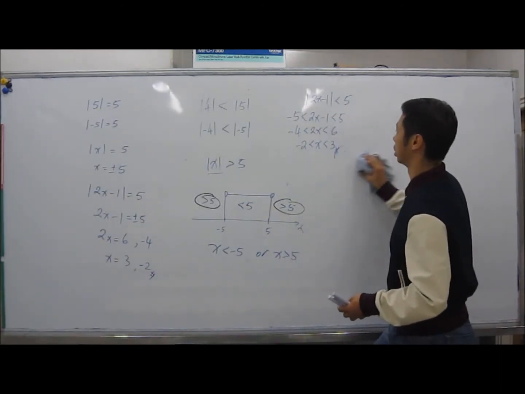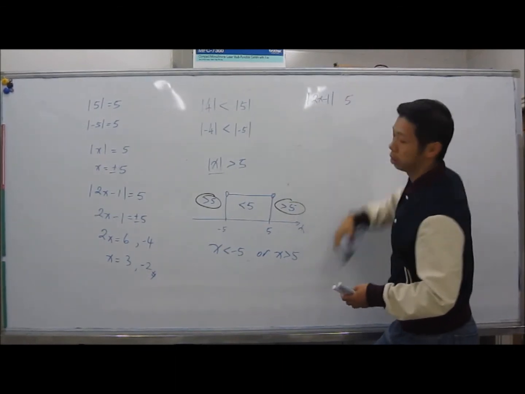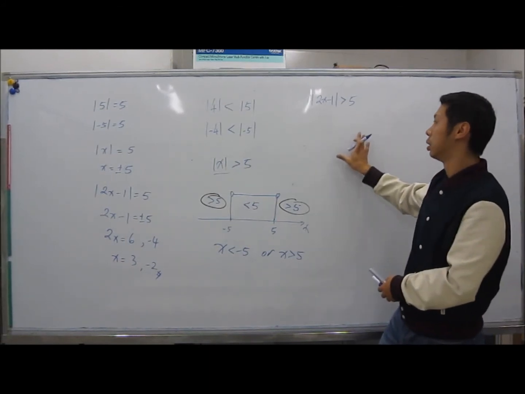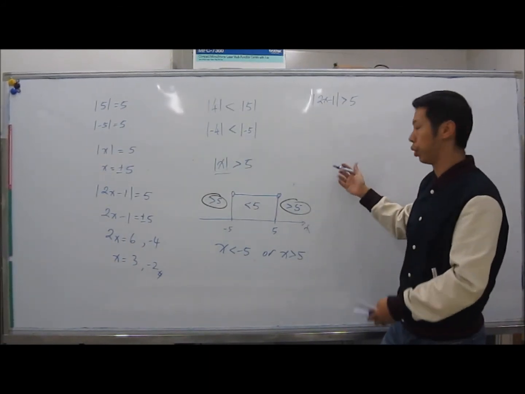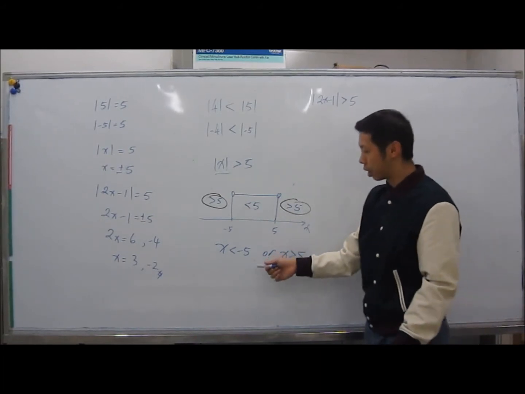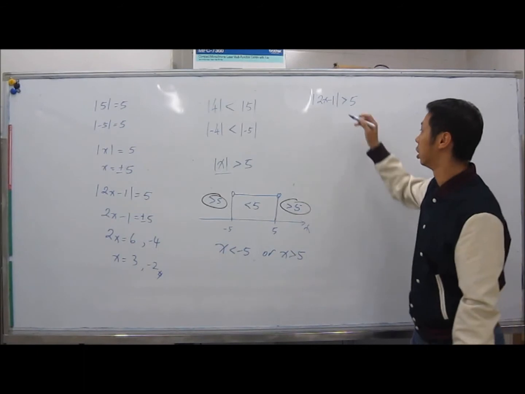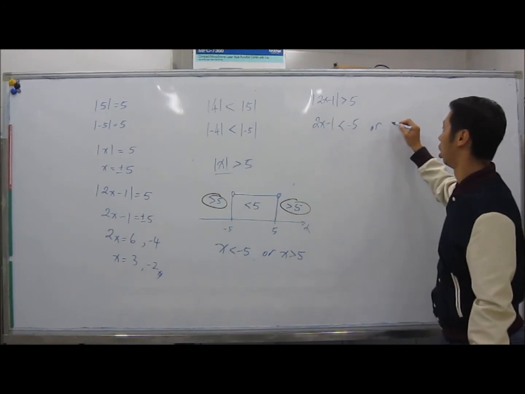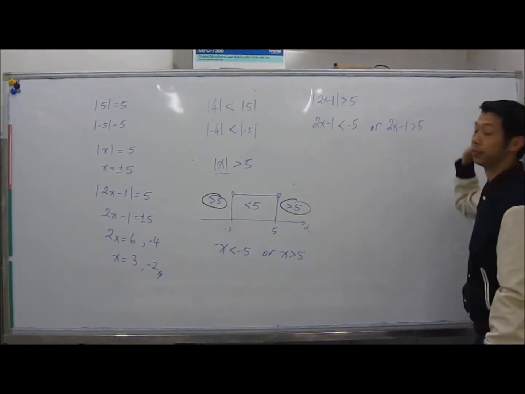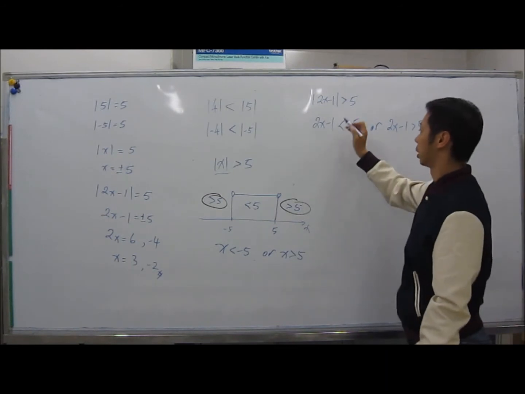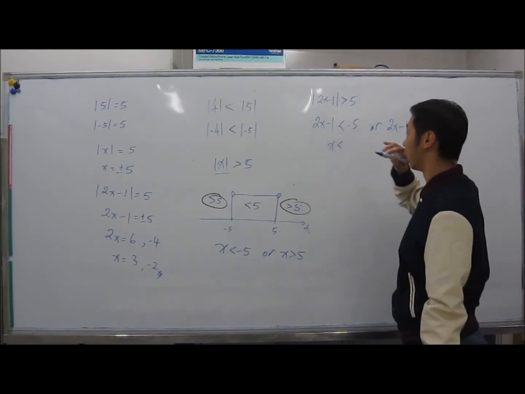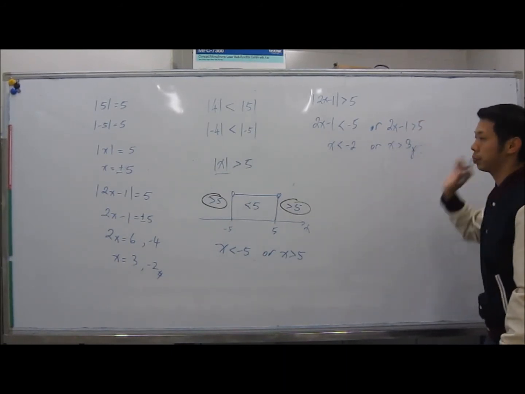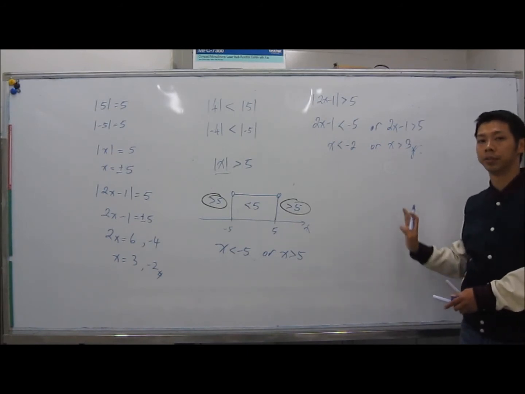Okay, for the calculation of this one, which one is greater? We cannot use only one inequality to do it because we have an 'or' here. We cannot make a number that is smaller than -5 and greater than 5. So it's 2x minus 1 smaller than -5 or 2x minus 1 greater than 5. Then we calculate the answer: x less than -2 or x greater than 3. Okay, for this one, finish.